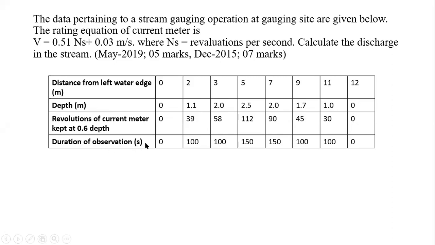And the duration of observation, that is how much time it took to get 39 revolutions. For getting 39 revolutions the observation time was 100 seconds. For 58 revolutions, 100 seconds. For 112 revolutions, 150 seconds. For 90 revolutions, 150 seconds. For 45 revolutions, 100 seconds. For 30 revolutions, 100 seconds. So with this data we are required to calculate the discharge passing through the stream.